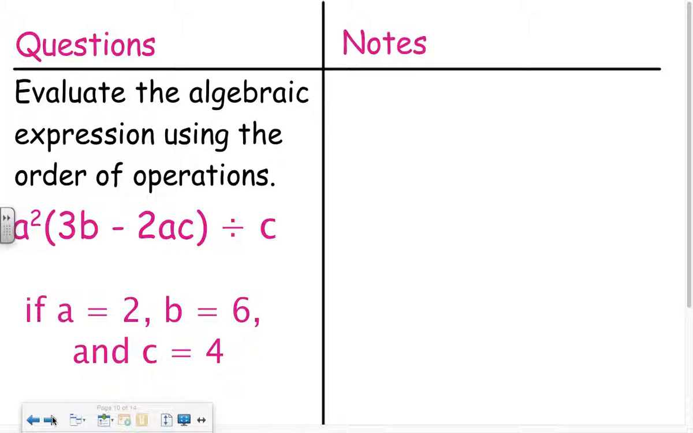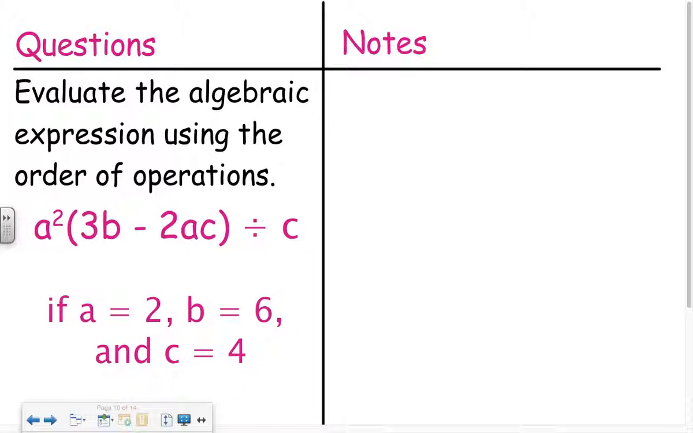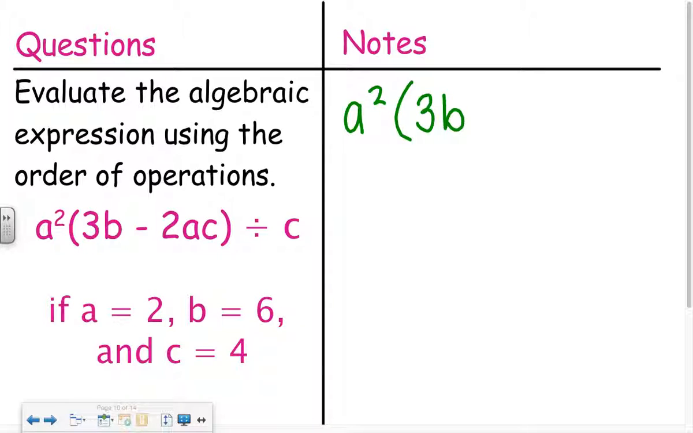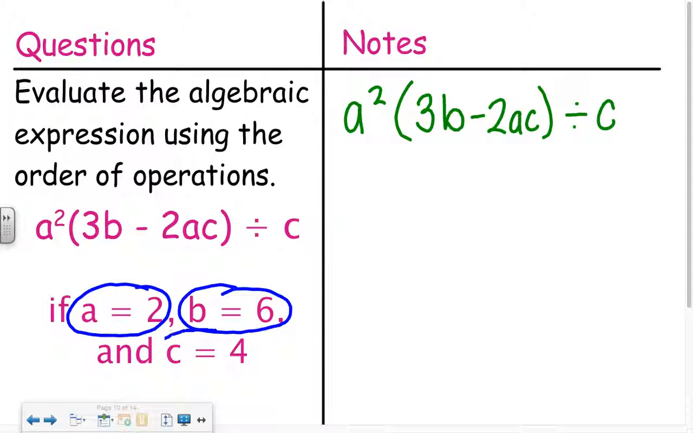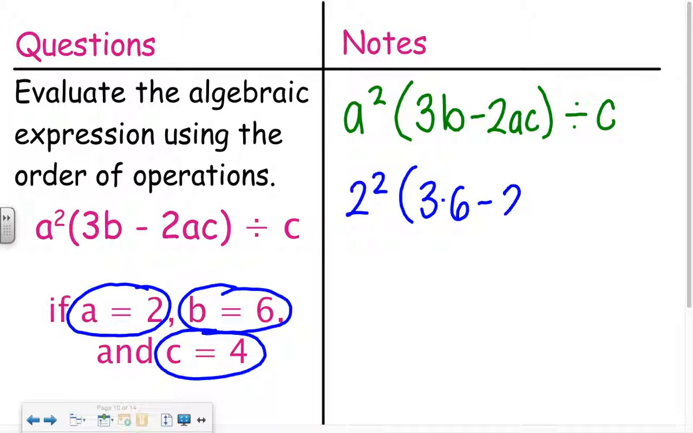All right, second one, same thing, except our expression looks a little bit different. I'm going to copy down the original expression again: a squared times 3b minus 2ac, divided by c. Keep in mind that this time our variables are different numbers as well. A is 2 this time, b is 6, c is 4. So a squared, so 2 squared, 3 times 6 minus 2 times a times c divided by c.